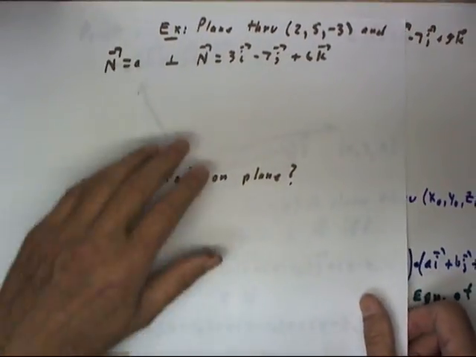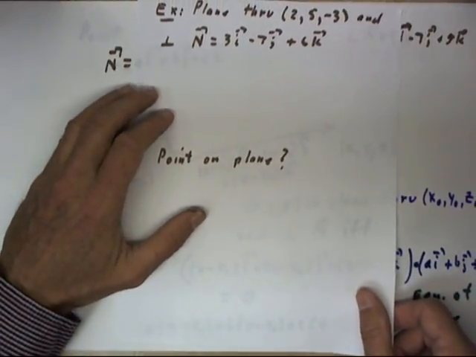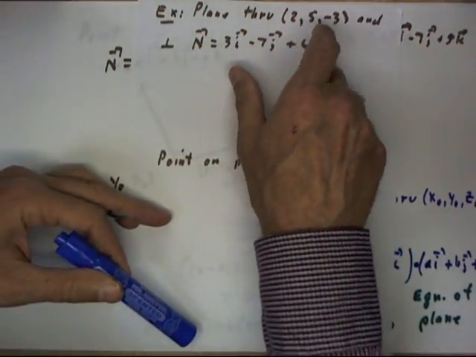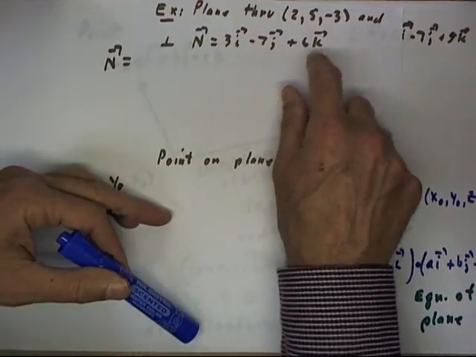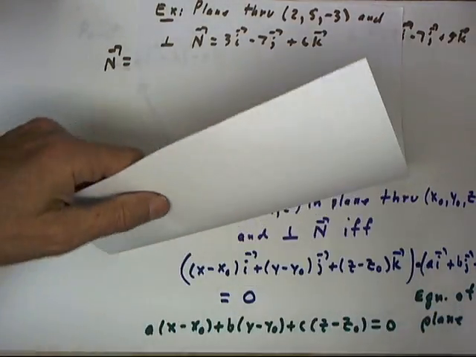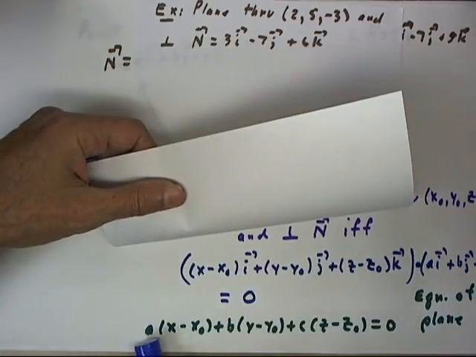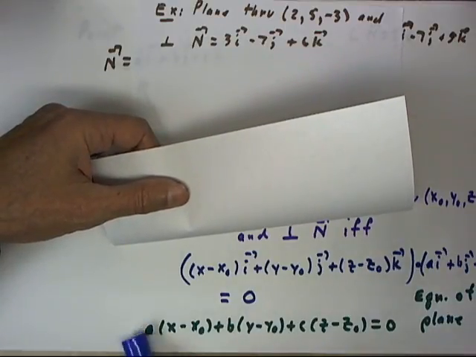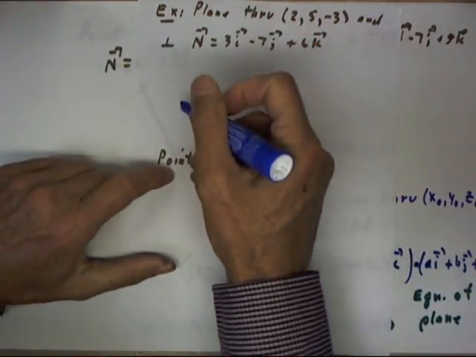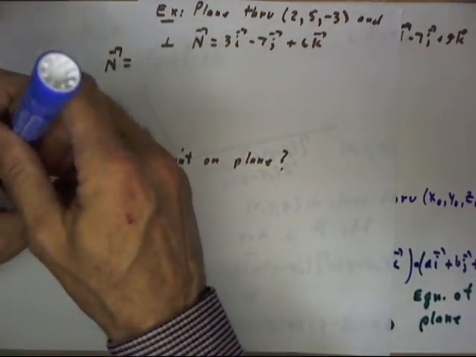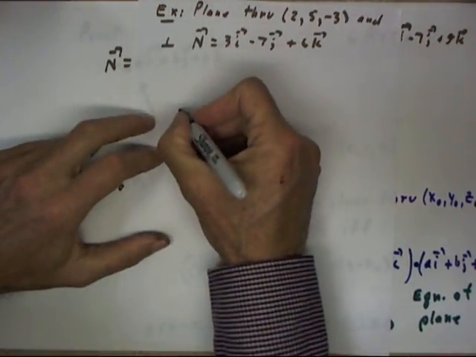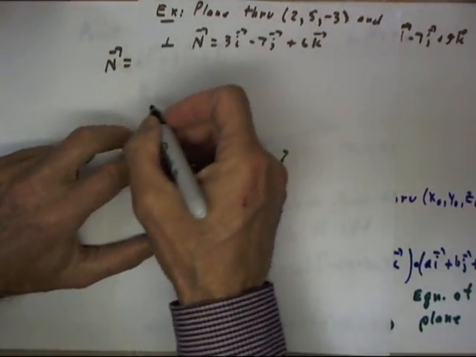Now let's do a specific example. Let's find the equation of a plane through 2, 5, negative 3 perpendicular to this normal vector 3i minus 7j plus 6k. Now we could identify a, x naught, y naught, z naught and use a formula, but we're actually probably better off if we sketch ourselves a little representation of the situation.